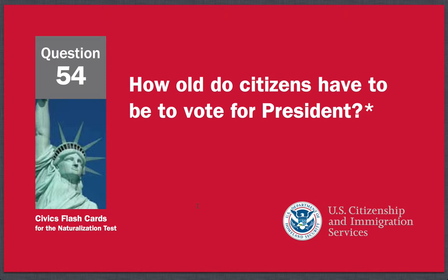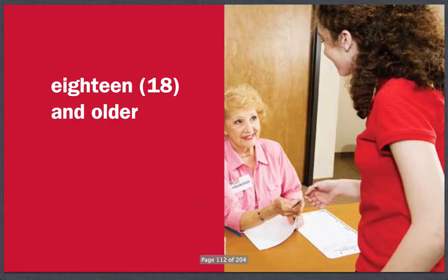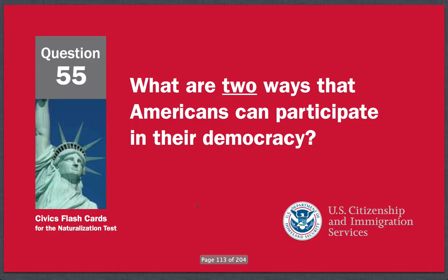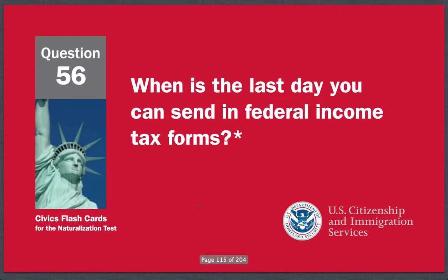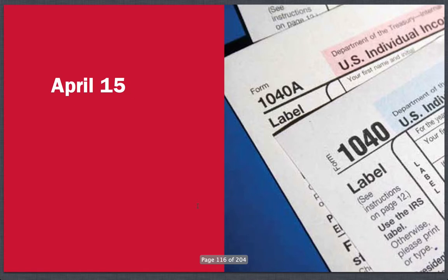How old do citizens have to be to be president? 18 minimum. What are 2 ways that Americans can participate in a democracy? Vote, join political parties, help in a campaign. You can give any of those answers, it would be good. You don't have to give all of them, but usually they ask for 2. And what is the last day you can send in federal income tax forms? April 15th. April 15th is close right now, so be ready for that.